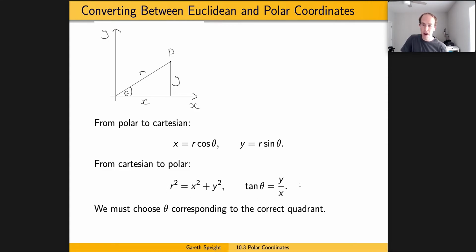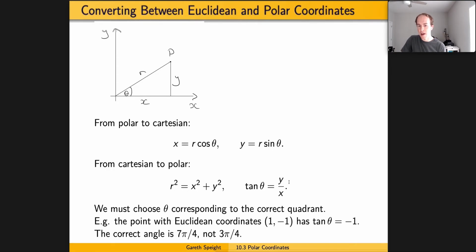There is one thing to keep in mind though with tangent theta equals y divided by x. This doesn't give us all the information. For instance, if we start with the Cartesian point 1, 1 or the Cartesian point -1, -1, the points are different. They're going to have different coordinates in polar coordinates. But for 1, 1 and -1, -1, if we do y divided by x, we're going to get 1 in either case. So we want to be a little bit careful.